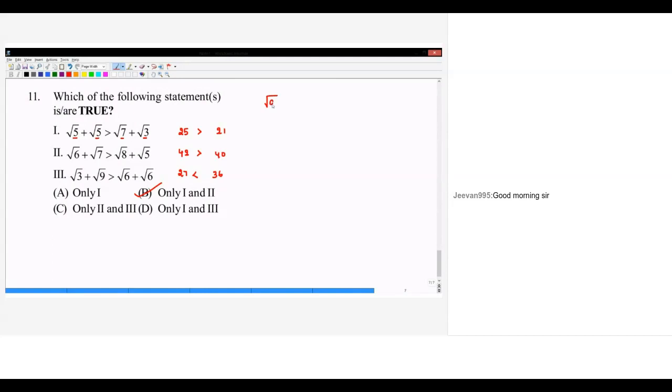When anything is given like root of A plus root of B, root of C plus root of D, and you know that A plus B is same as C plus D. If you square on both sides, what happens? A plus B plus 2 root of AB, C plus D plus 2 root of CD. A plus B, C plus D both same. So you compare AB and CD. If A into B is greater, then root of A plus root of B is greater. If CD is greater, then you can say root of C plus root of D is greater.